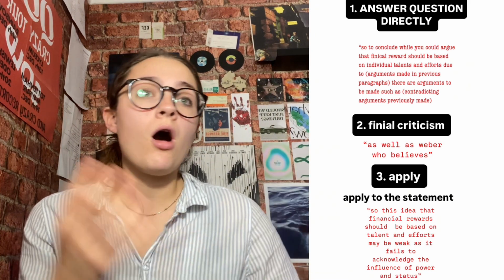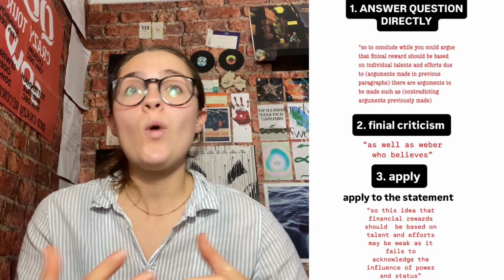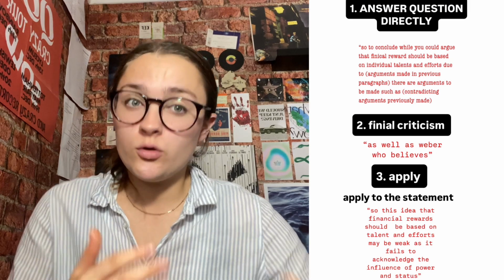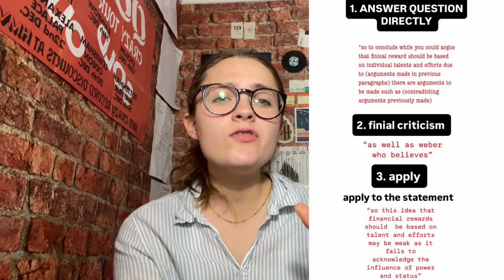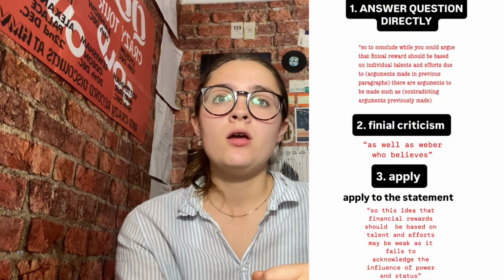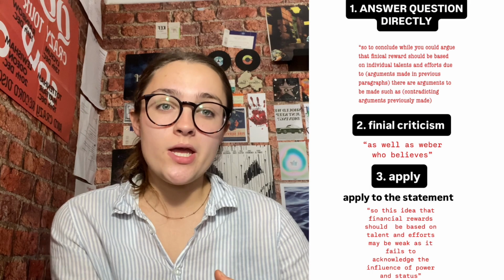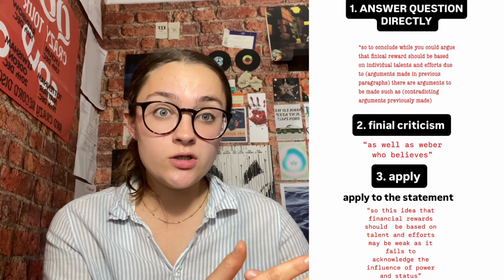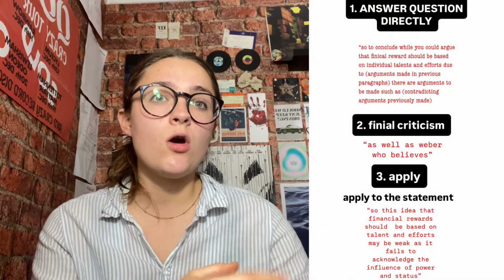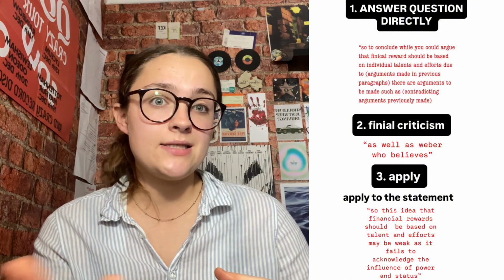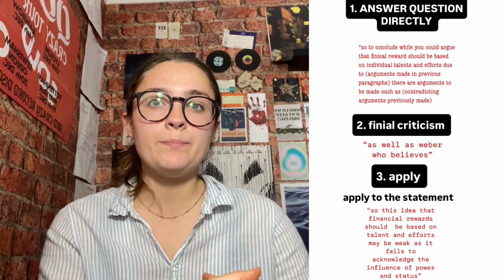So there are arguments to be made, previous arguments, as well as Marx, who says, and then you need to sum it all up by applying it once more to that key statement. So this view that, quote the statement, may be weak as it fails to acknowledge, and the bit it fails to acknowledge is the previous study you've just given. So fails to acknowledge Marx's take, Marx's view that the bourgeoisie, that capitalism is truly to blame.